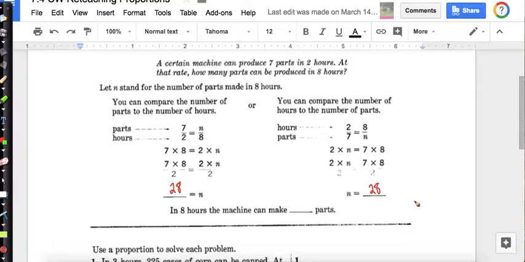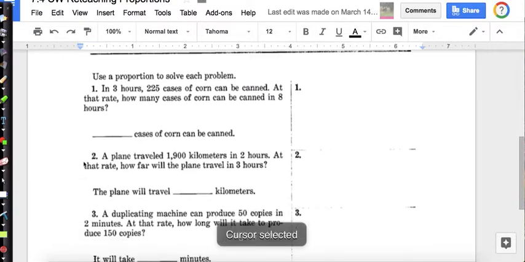So as long as you're consistent, it doesn't matter if you put parts over hours or hours over parts, as long as you're consistent on both sides. So that means in 8 hours, the machine can make 28 parts. Okay, now let's look at some examples. It says use a proportion to solve each problem.